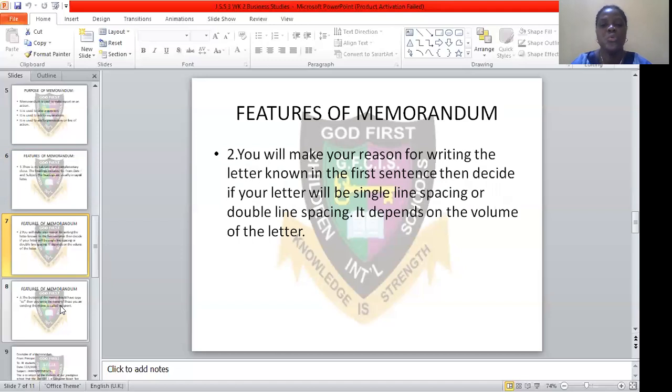Number two, you will make your reason for writing the letter known in the first sentence. Why are you writing the letter? Permission to attend my graduation ceremony. Permission to collect my certificate. And so on and so forth. You make the main reason why you are writing the letter known. Then we can now continue to explain further why you will still need the permission.